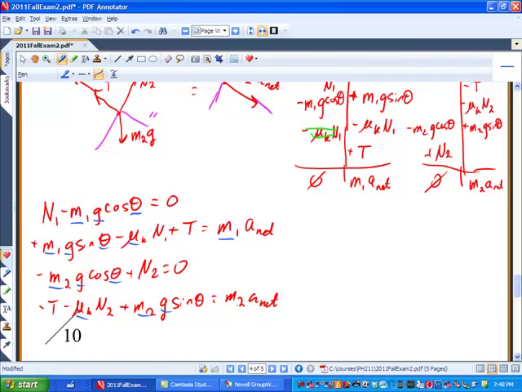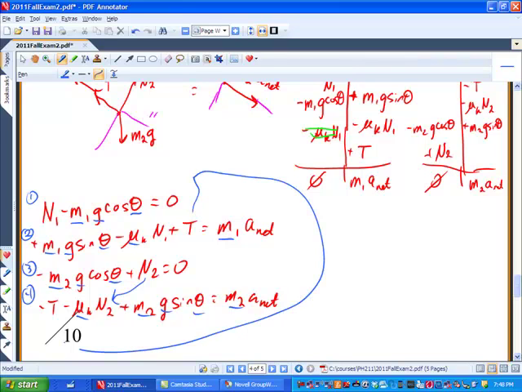And as we go through this, we see that the thing we're looking for, acceleration, can be found in, let's number these equations, 1, 2, 3, and 4. If we take N2 and plug it into there, and tension and plug it in there after we have taken the normal force and plugged it in there, we could then solve for the acceleration.